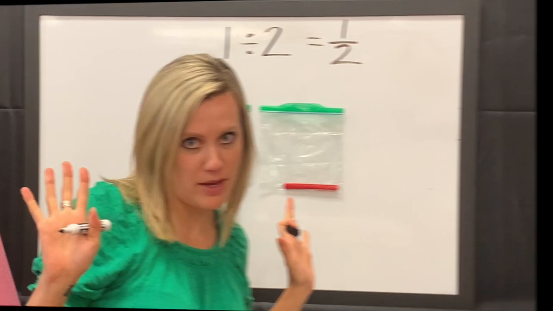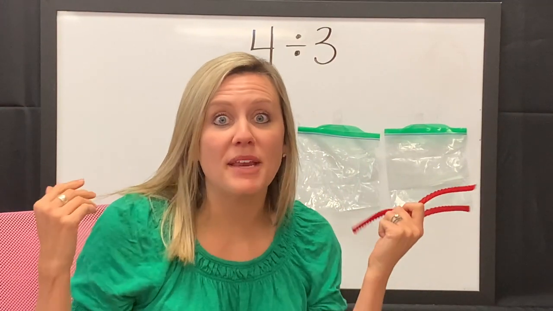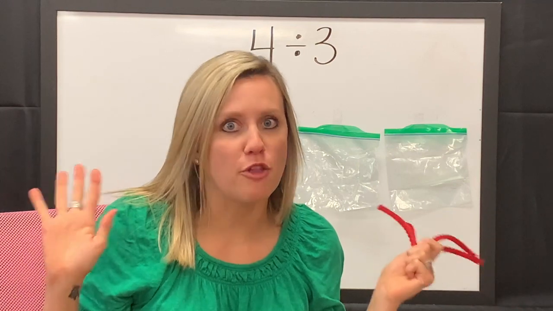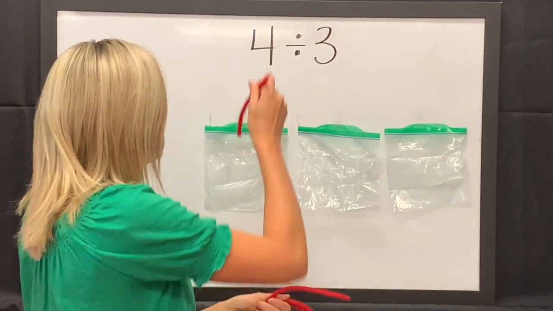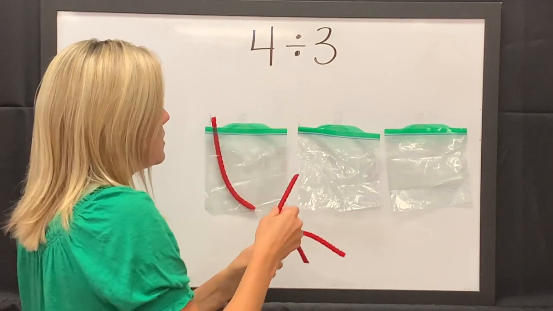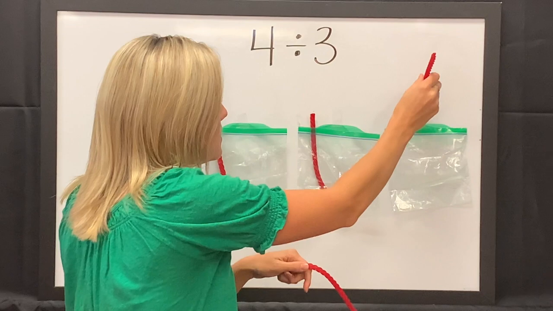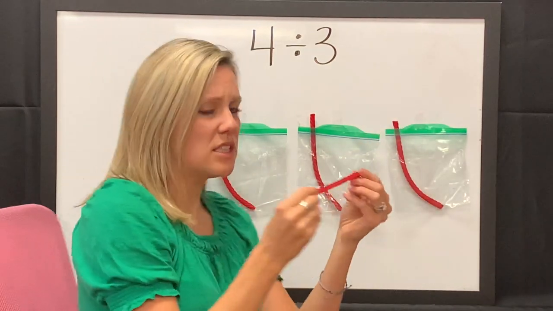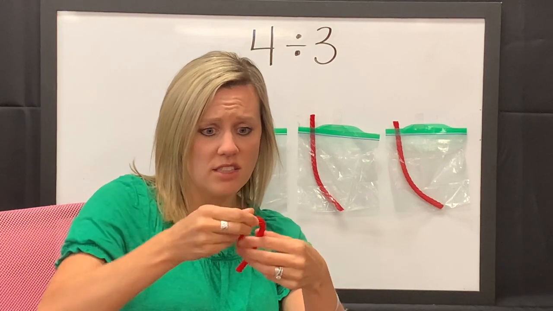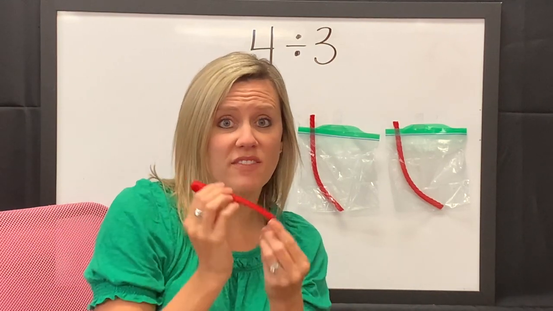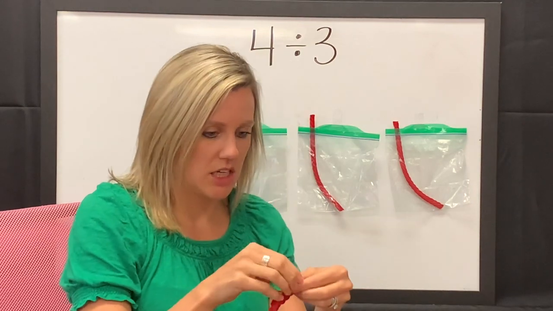Let me do another one. This time I have 4 pieces of licorice and I'm going to divide that evenly between 3 bags. Here we go. I'm going to have to take this last piece and divide it into thirds so I can put 1/3 of this licorice into each bag because I want them to be even.